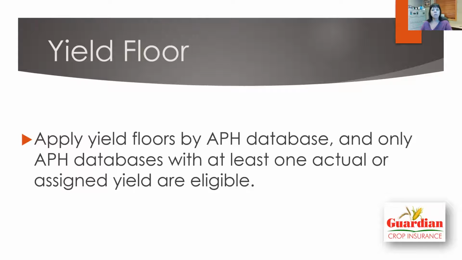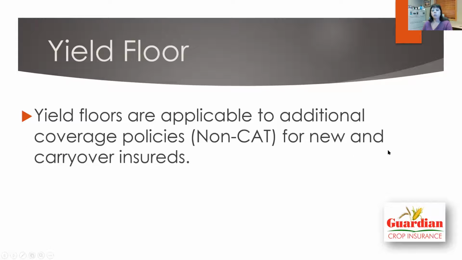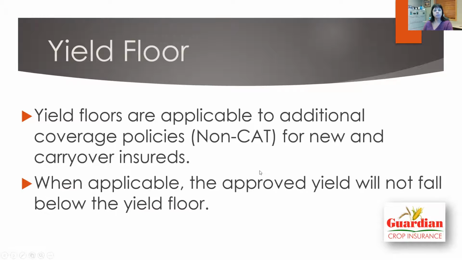The yield floor comes in to protect your approved APH yield. What they do is they apply the yield floor to your APH database, and only APH databases with at least one actual or assigned yield are eligible for the yield floor. Yield floors are applicable to additional coverage policies. So it has to be a non-cat policy or non-cat crop. And it's available for both new and carryover insureds. When applicable, the approved yield will not fall below the yield floor.